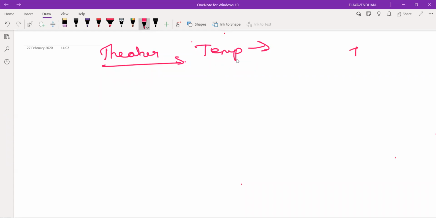What is meant by thermoneutral zone or neutral temperature zone?